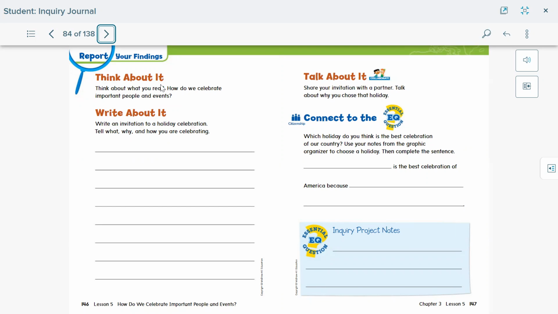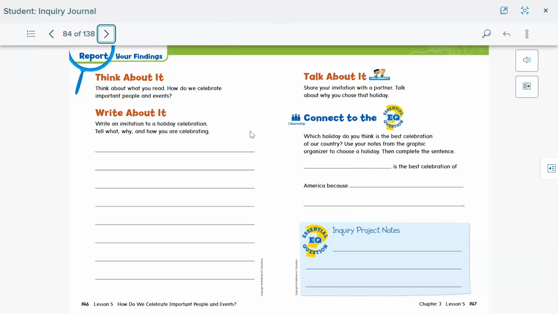Page 147. Connect to that. Which holiday do you think is the best celebration of our country? Use your notes from the graphic organizer to choose a holiday, then complete the sentence. So you choose the name of the holiday. You're going to put the name of the holiday is the best celebration of America because, and then you say why you chose this holiday. So again, we have lots of holidays. We have Veterans Day. We have Independence Day. You have lots of celebrations and special events and occasions that we celebrate and how we celebrate. So you can choose and you can put your answer here.